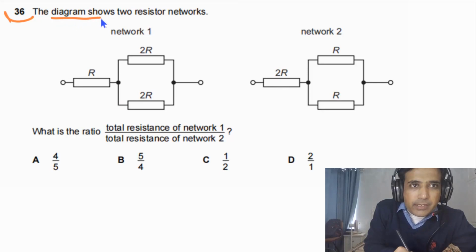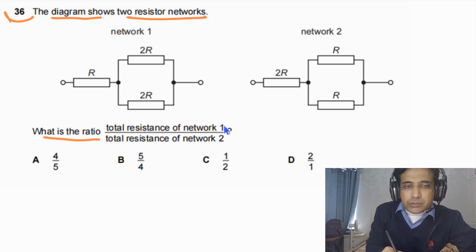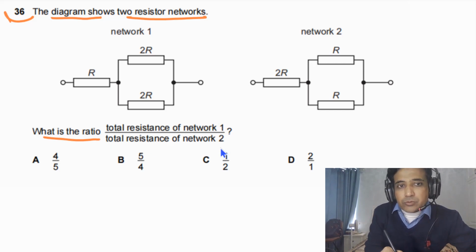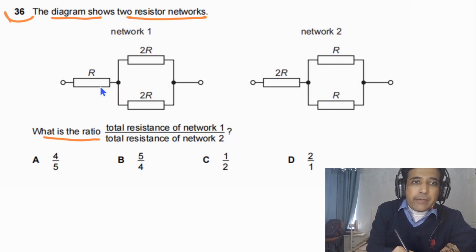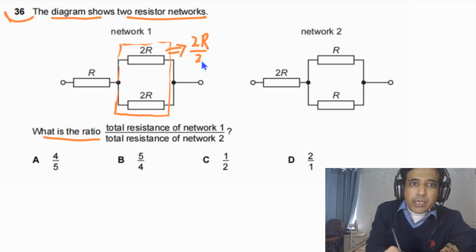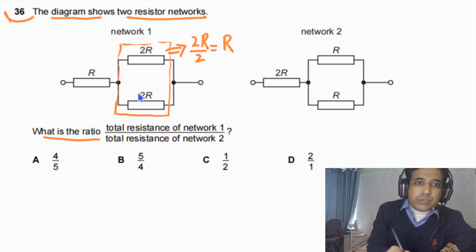Question 36 says the diagram shows two resistor networks. What is the ratio between total resistance of network 1 and total resistance of network 2? So first of all, we have to find the total resistance. If you look at network 1, we have two resistors connected in parallel. So the total resistance of these two resistors is equal to R, and then these two resistors are connected in series. So R total of this network is equal to 2R.